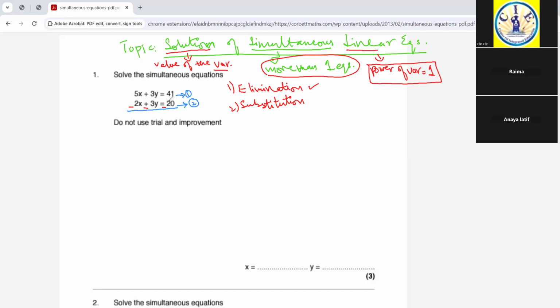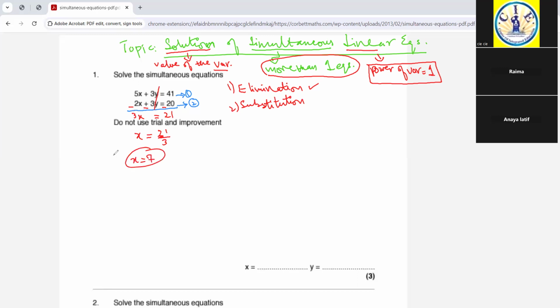That means when you are subtracting the second equation from the first one, the signs of every term of the second equation are going to change. Now, when you subtract 2x from 5x, you will get 3x. And now this 3y and negative 3y will get cancelled out. On the right side, we would be left with 41 minus 20, that is 21. So the value of x is 21 divided by 3, that is 7.